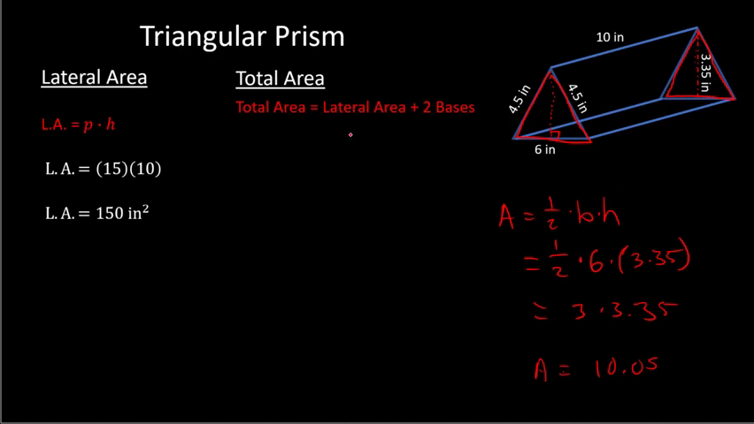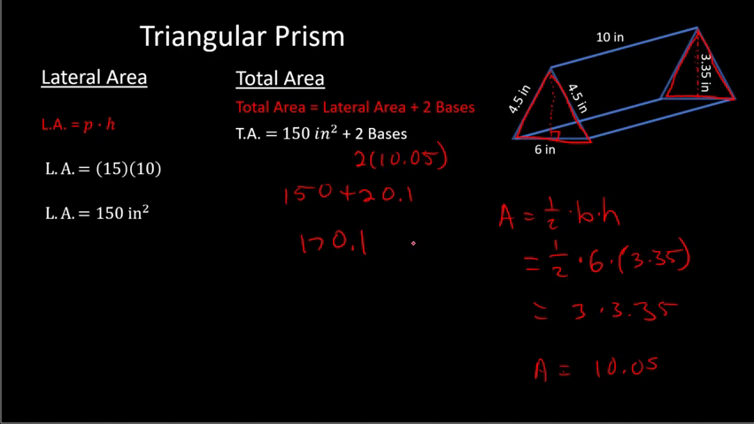So we have 150 for the lateral area plus two bases. So 2 times 10.05. Well, what is 2 times 10.05? That's going to be 20.10 or 20.1. Add that with 150. That gives you 170.1. And it's going to be inches squared. So the total area of all the surfaces of this triangular prism would be 170.1 square inches. And we can also call that the surface area. That is the total surface area, or the area of all the surfaces of this triangular prism.